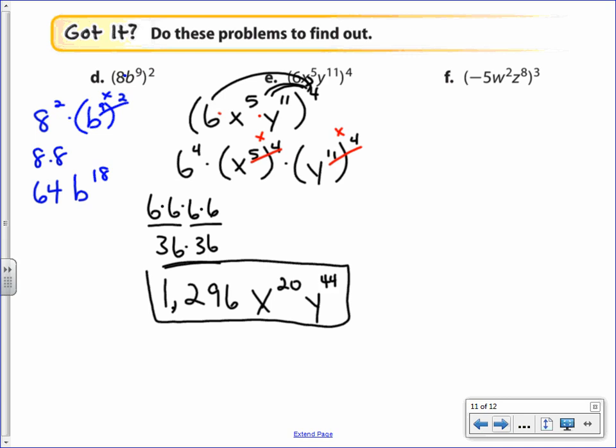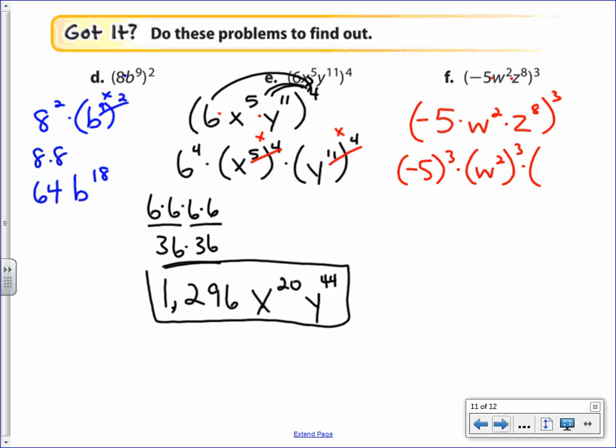And the last one. Again, I have several pieces in here, so I want to rewrite it. Notice I separate them with a dot to show multiplication because I want to make sure I separate them. Negative 5 to the 3rd power times, in parentheses, w squared to the 3rd power times, in parentheses, z to the 8th to the 3rd power. This means multiply. This means multiply. This I don't have an exponent for, so we just have to calculate it. We have to evaluate it.